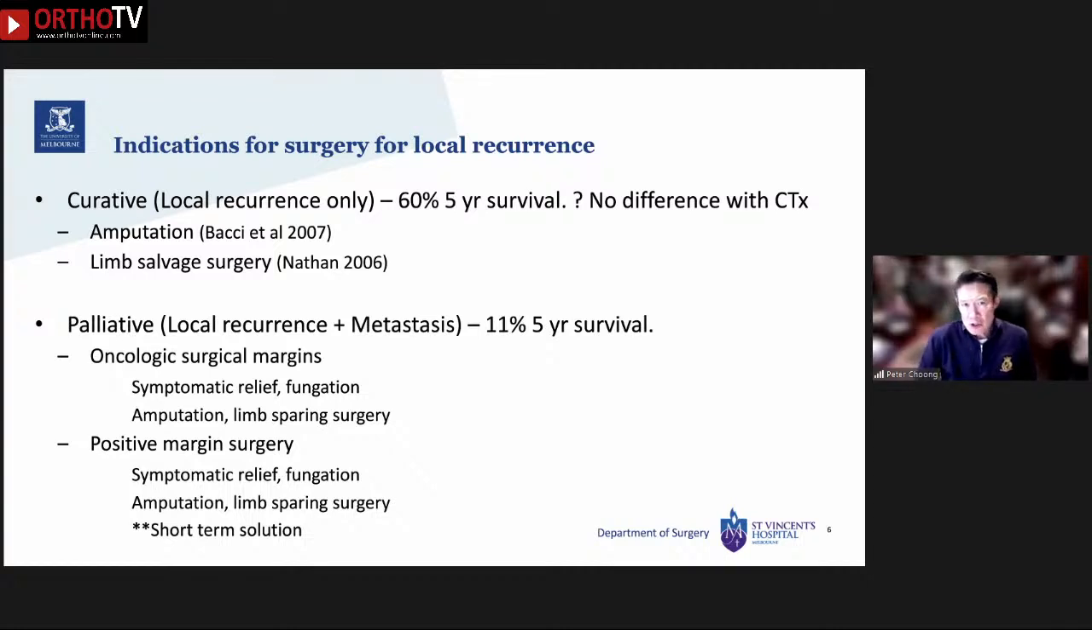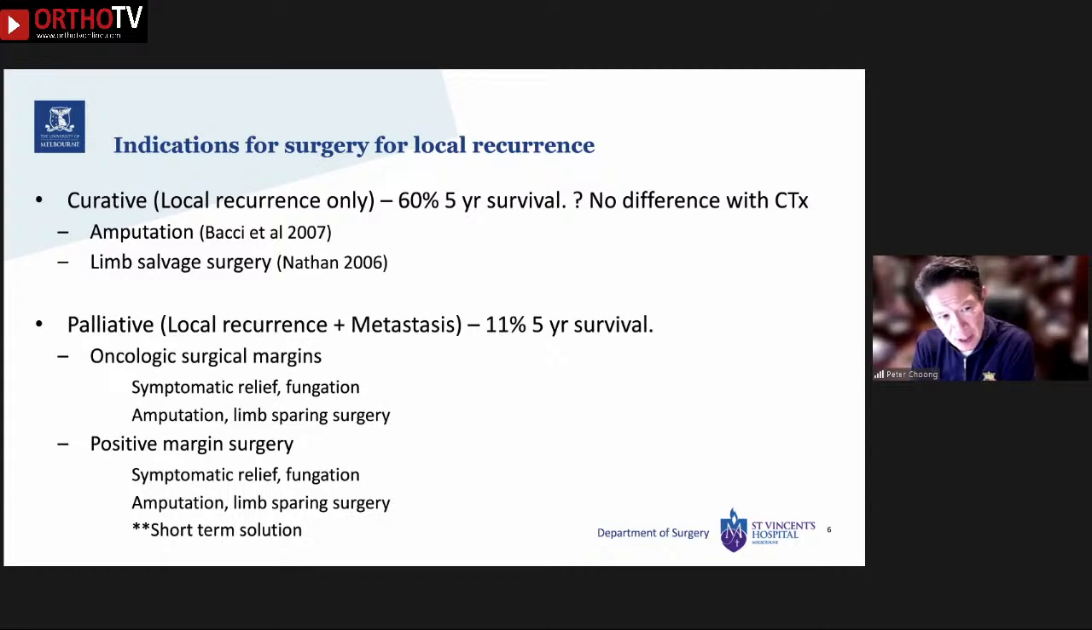So the indications for surgery when you get a local recurrence, well, you can have curative or palliative. Obviously curative if it's local recurrence alone, or in an oligometastatic situation where you truly believe you can control it in late disease. And if you were to attempt curative and you were successful at that, then 60% 5-year survival for that. What they found in certain studies was that there was no difference whether you use chemotherapy or not in the setting of local recurrence.